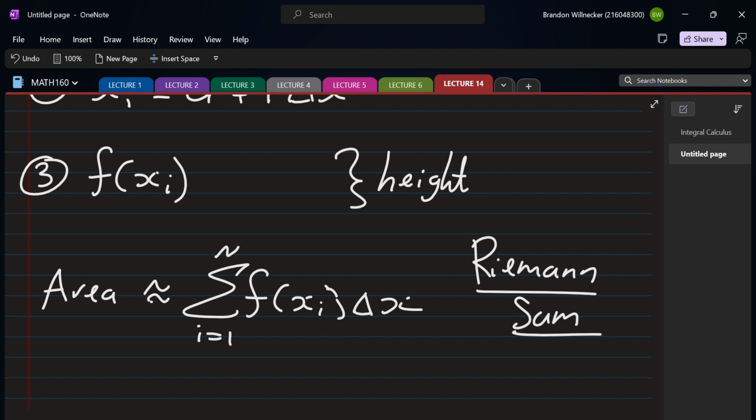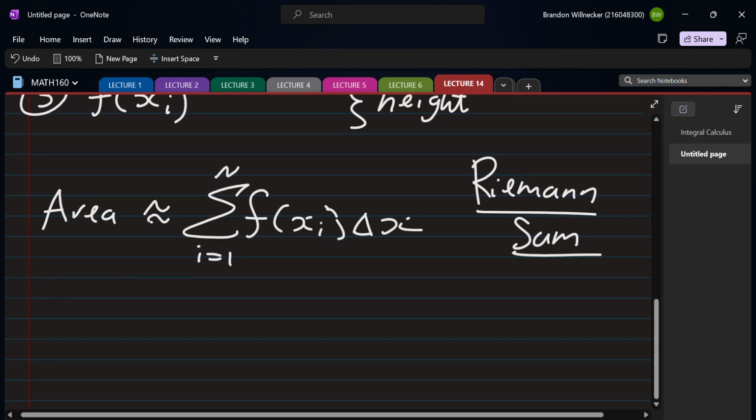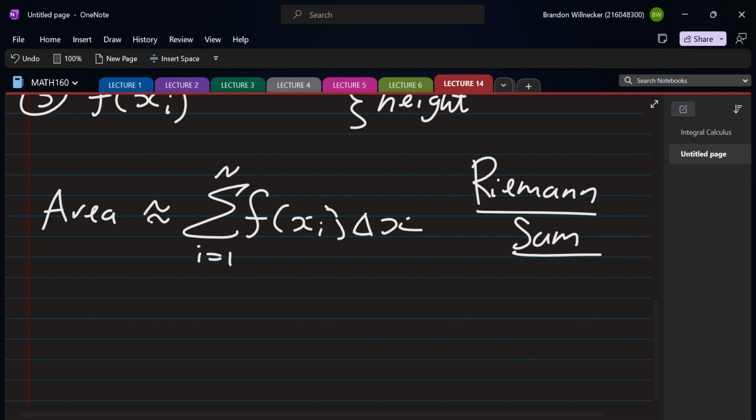Okay, so it's just a sum. The guy who came up with it was Riemann. We call it a Riemann sum. If we want the exact area, we take the limit. Like I said, you make the rectangles thinner and thinner. You have infinitely many, you get the exact area.